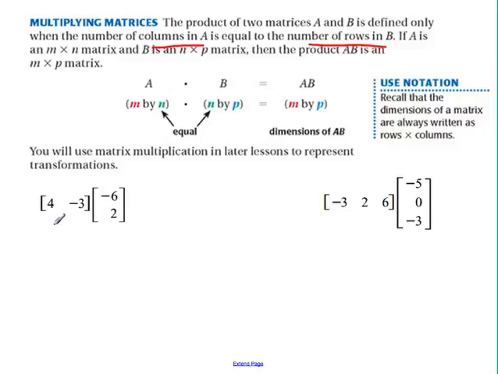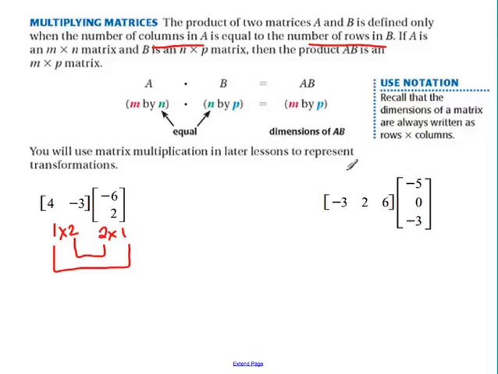Determine the dimensions of this. This is a 1 by 2. This is a 2 by 1. Now, check the inside dimensions. 2 and 2 are the same. If those two are the same, you can multiply them. And guess what? When you multiply them, your resulting matrix is going to be the size 1 by 1. See how that works? Since the inside two are the same, you can multiply them, and your resulting product is going to be a 1 by 1 matrix.